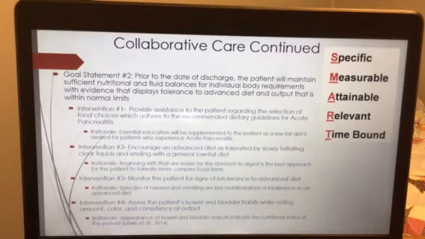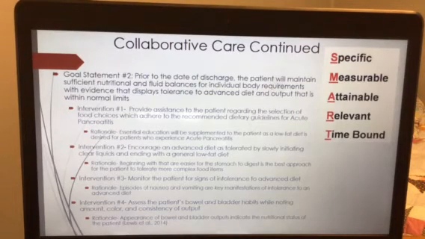We also have another goal for our patient. Prior to the date of discharge, the patient will maintain sufficient nutritional and fluid balances for individual body requirements, with evidence that displays tolerance to advanced diet and output that is within normal limits. So we have 4 more interventions here. The first intervention is to provide assistance to the patient regarding the selection of food choices which adhere to the recommended dietary guidelines for acute pancreatitis. We want our patient to go home and recognize which foods they should be eating that adhere to that low-fat diet. We need them to have education so that they know what to do at home.